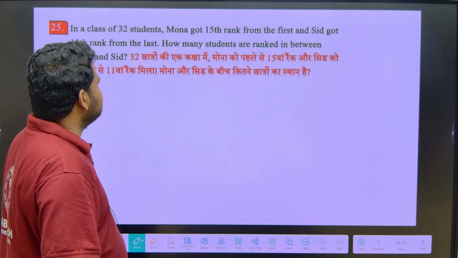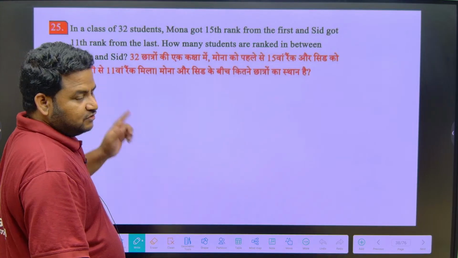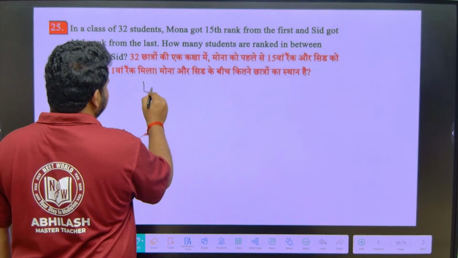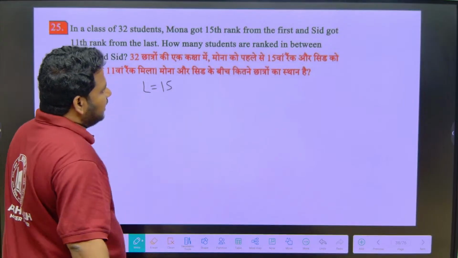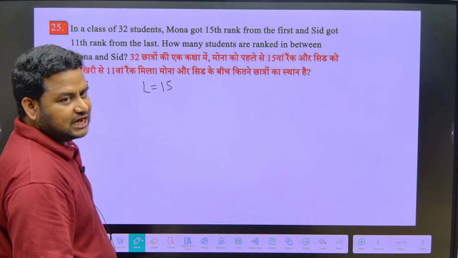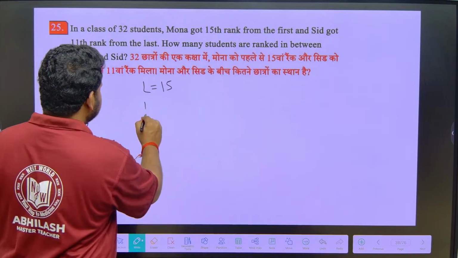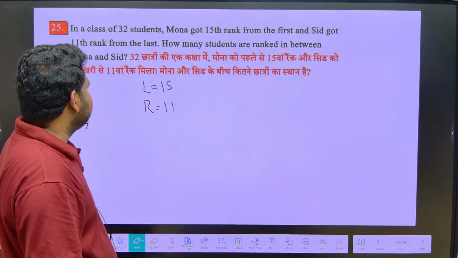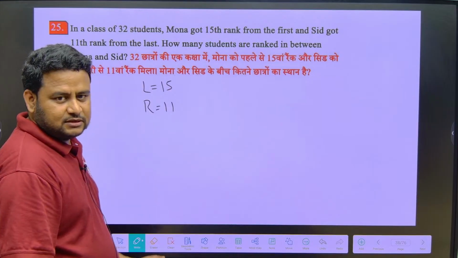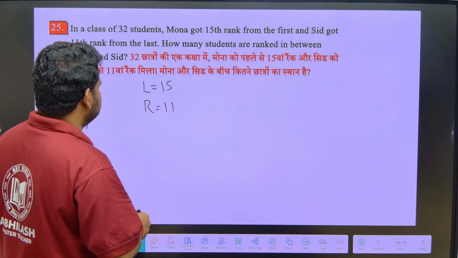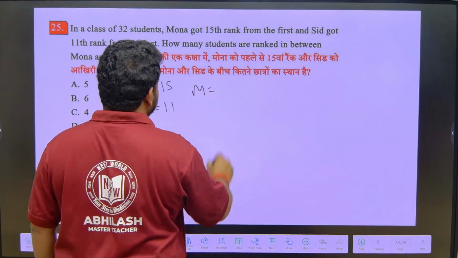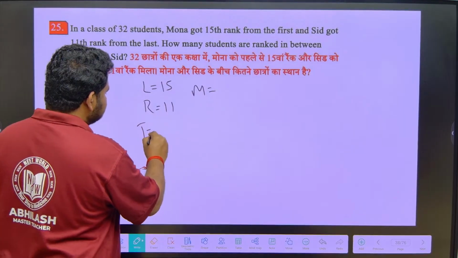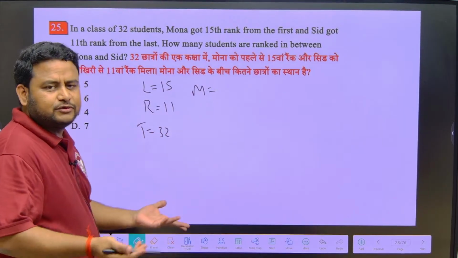In a class of 32 students, Mona got 15th rank from the first. First, I have always told you, means left. Mona got 15th rank from the first means left will be 15. And Sid got 11th rank from the last. Last means it is always from the right. So right is 11th. How many students are ranked in between Mona and Sid? So that is between persons. In a class of 32, that means total is 32. So which formula did you use?